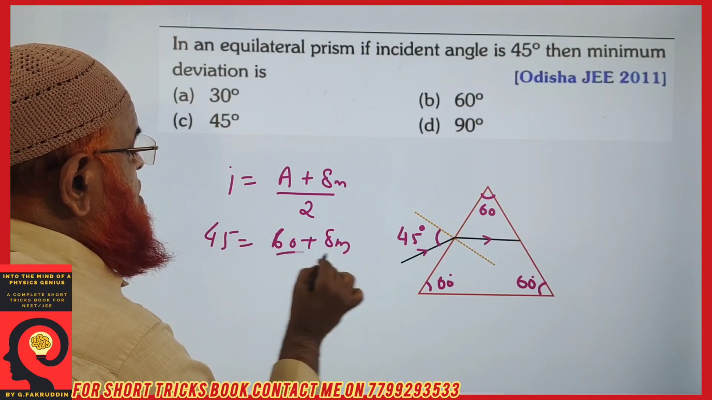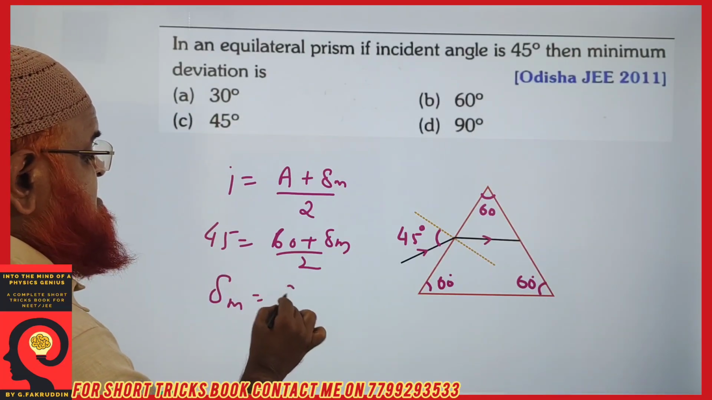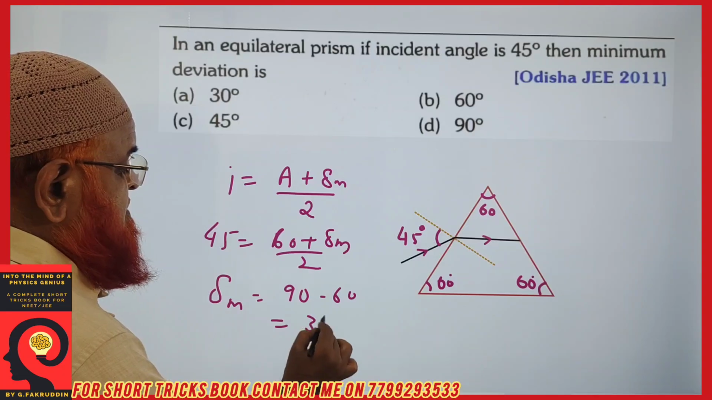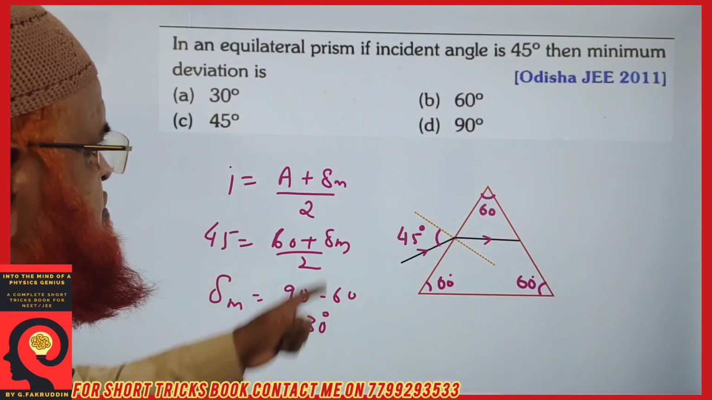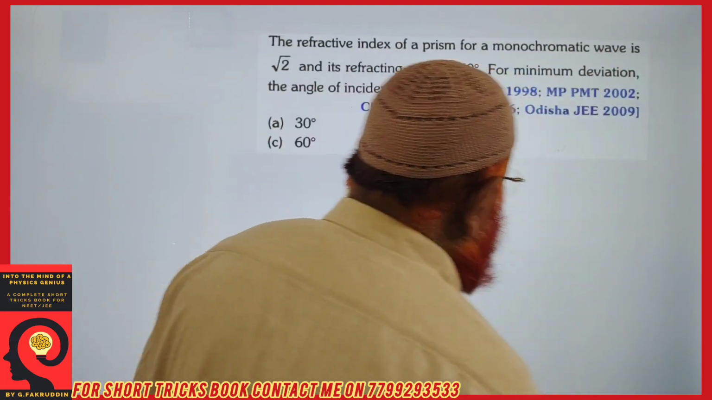Delta M we don't know, by 2. So if you cross multiply, sin 45 into 2 is 90, and minus 60 comes to how much? 30 degrees. So delta is going to be 30 degrees. The first option is the answer. Let us go for the next problem.